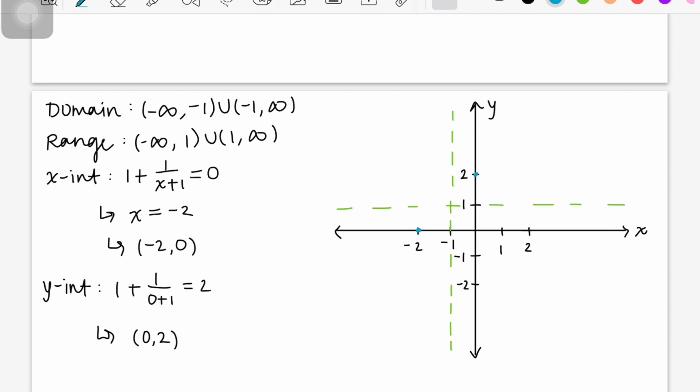And then based off of our parent function, the reciprocal function, we know that our graph's going to look like this to the right of our vertical asymptote and like this to the left.